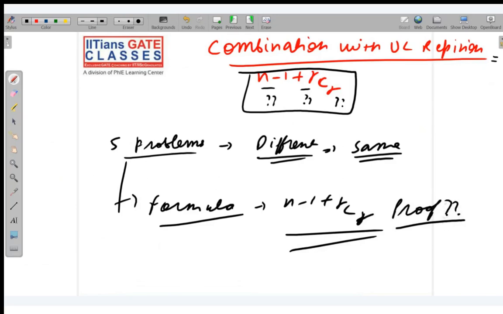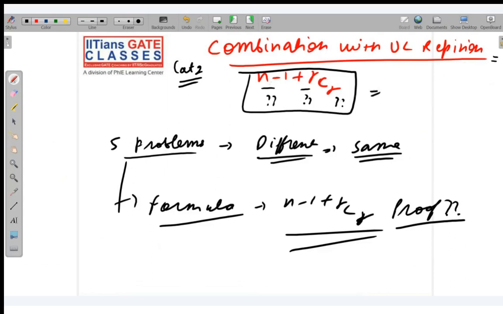So for combination with unlimited repetition, we are jumping to the next category now. Combination with no repetition is over, so this is your category number 2. The next category for combination is combination with unlimited repetition. And what is the formula? (n minus 1 plus r) C r. What is n, what is r?